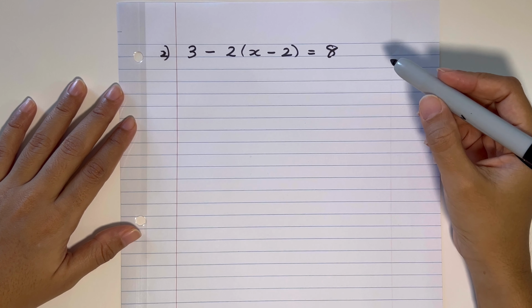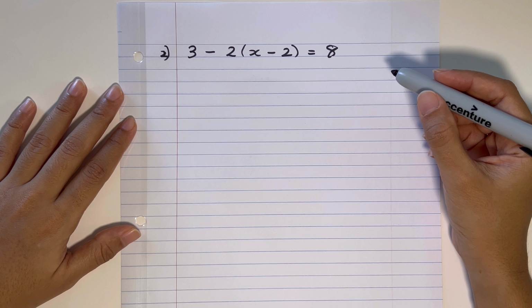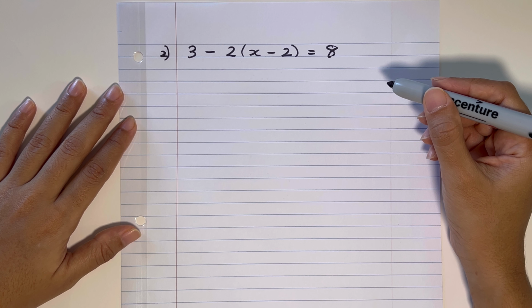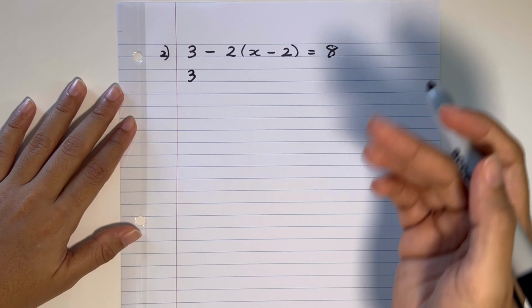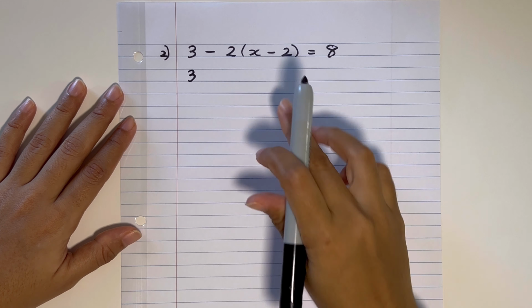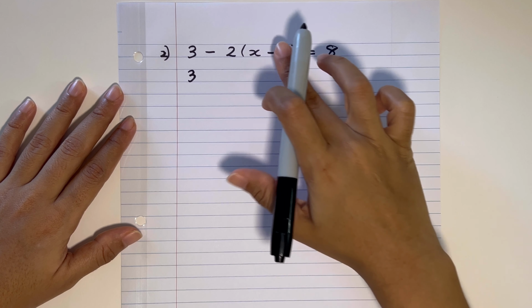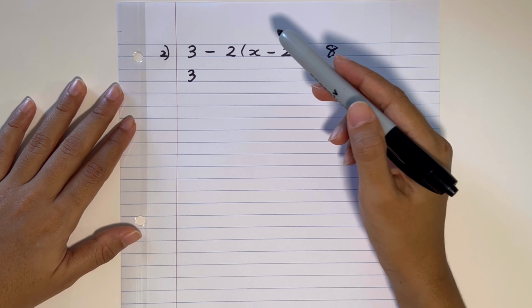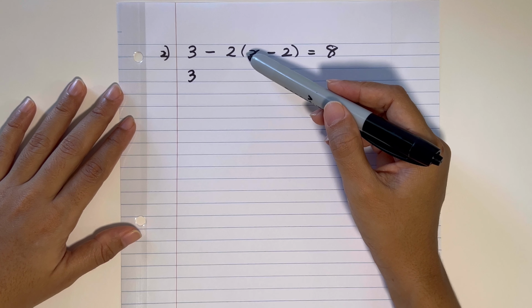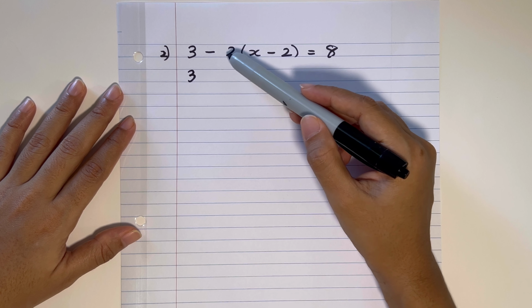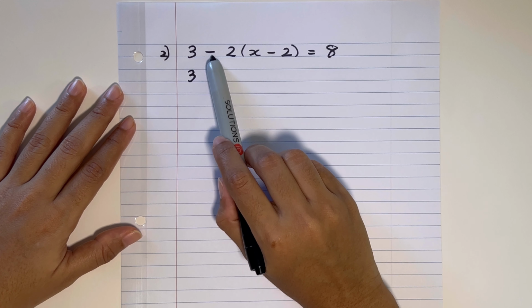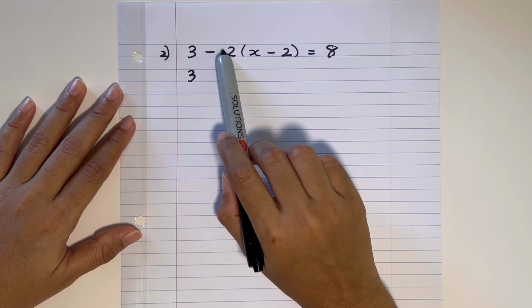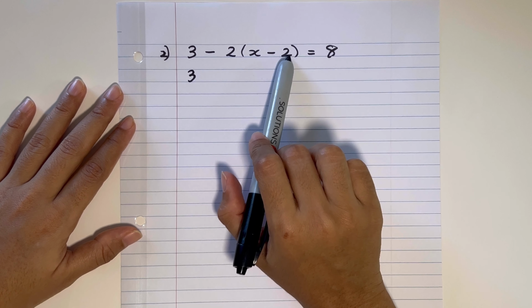Example 2: 3 minus 2 by x minus 2 is equal to 8. So let us expand our brackets. Let's just bring down 3 because there's nothing that we can do with it as yet until we distribute 2 throughout the brackets and then simplify. In the previous example, we didn't have a negative number on the outside of the brackets, but in this one we do. So we have to consider this minus 2 when we are multiplying by x and then by minus 2.